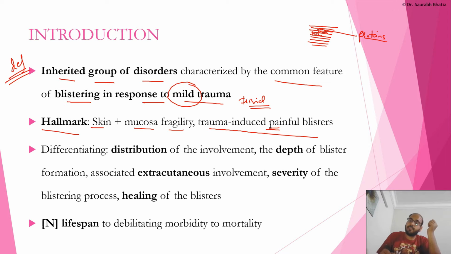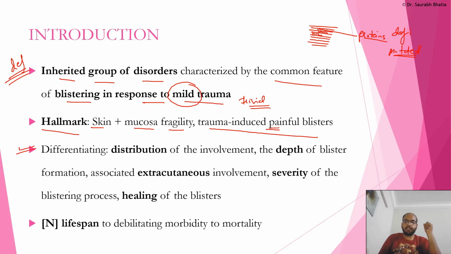If any of these proteins are deficient or mutated, this adhesion is lost. So the layers can then easily separate and form blisters. Okay. So if you can see this, the layers are closely attached to each other and they will not separate normally. But if the protein is mutated, they will separate and this will cause blistering in response to trivial trauma.